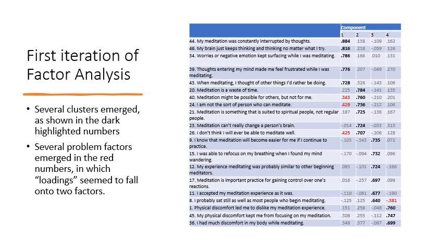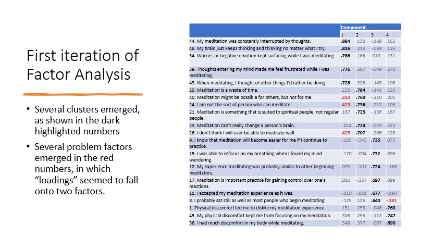So this is the chart that we find in the components that emerged in our data and how we had to tailor it down. This is not the one that was published in the paper, I don't believe. This is the one from the data that I pulled up for this course. But you can see the first component was really strong, with relationships from 0.7 almost up to 0.9. And it relates to thinking during meditation. So you can see, my meditation was constantly interrupted by thoughts. My brain just keeps thinking and thinking no matter what I try. Worries or negative emotion keep surfacing. When meditating, I thought of other things I'd rather be doing. So that was our first component.